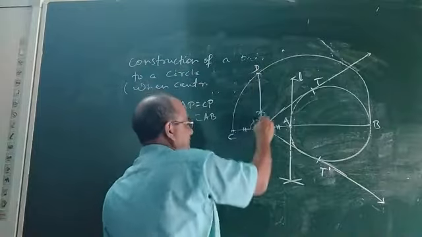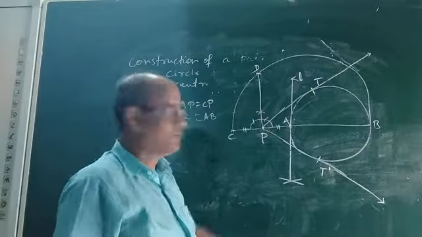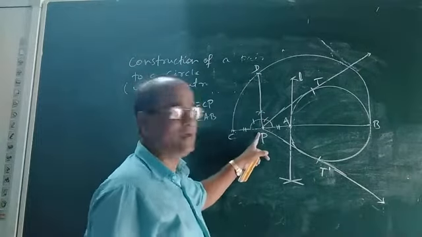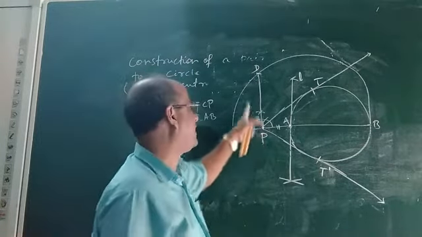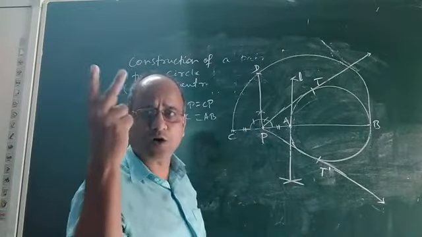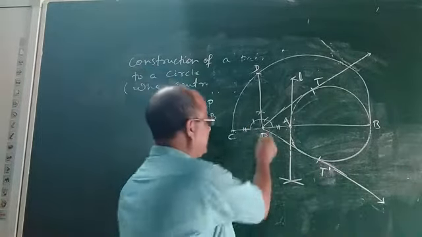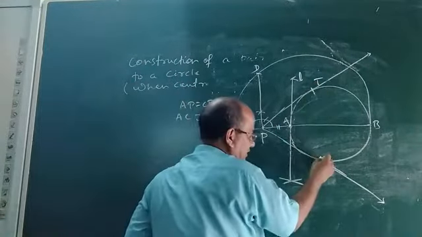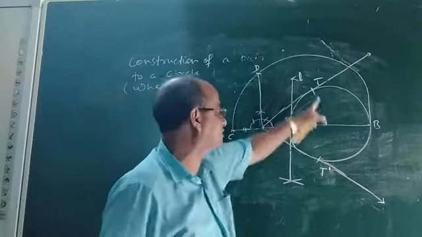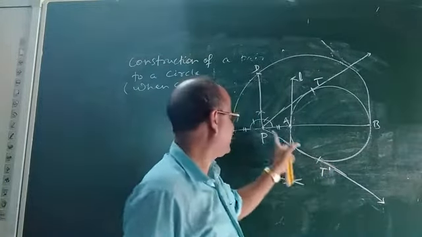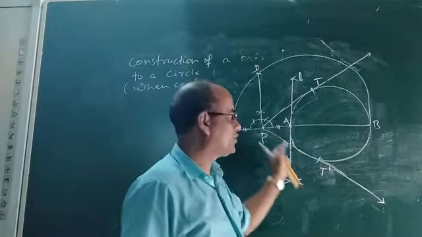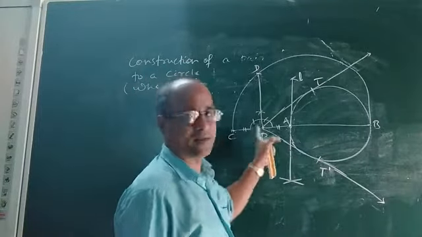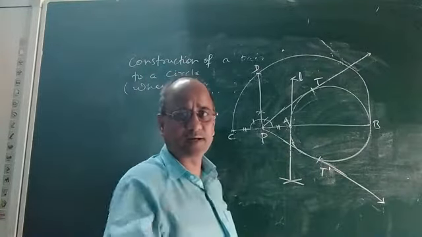Now take the length of this line segment PD as the radius and P as the center. Taking P as center and PD as radius, if you cut two arcs, those two arcs will intersect the circle in two distinct points. Suppose you name them T and T dash. Now you join PT and PT dash. So PT and PT dash will be the two required tangents, or pair of tangents, drawn from the external point P to the circle whose center is not given.